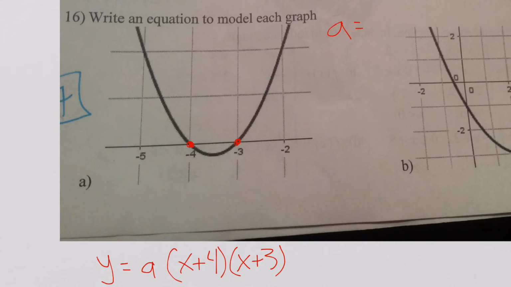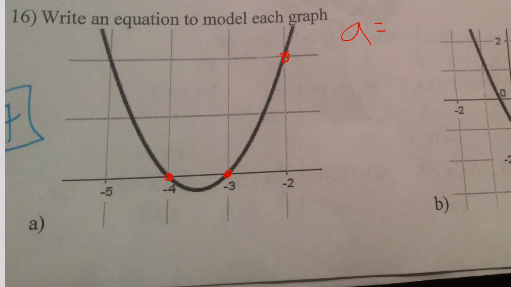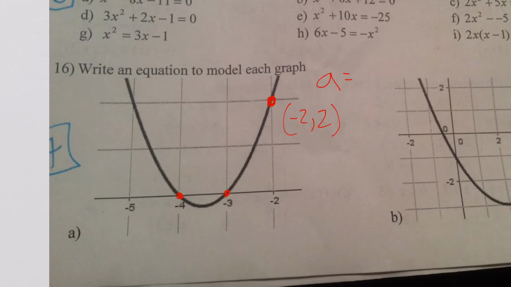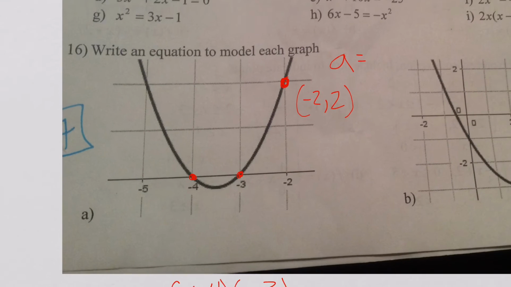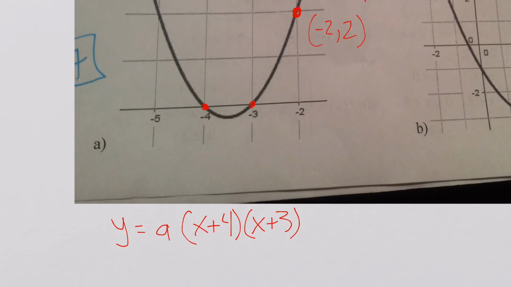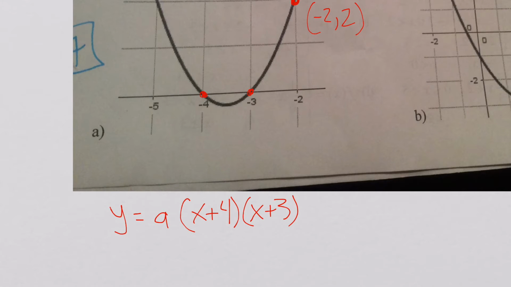But for here, I'm going to use this point because that appears to cross the grid line. That point is at an x value of -2 and a y value of +2. I guess I'm making an assumption that each of these grid marks is going by 1. So let's make that assumption. Now I'm going to plug that point into my equation. My y value is 2 equals a times my x value is -2, so (-2 plus 4) times (-2 plus 3).